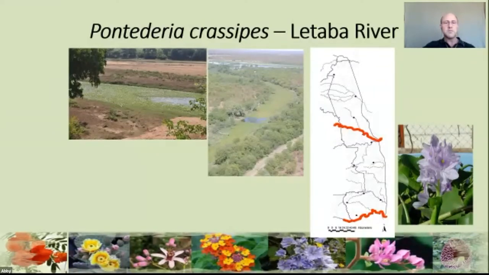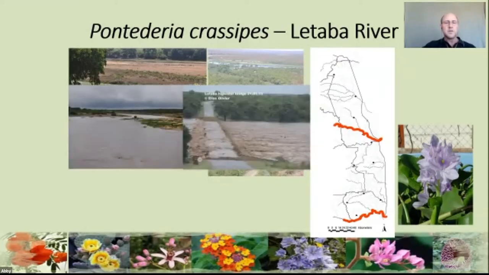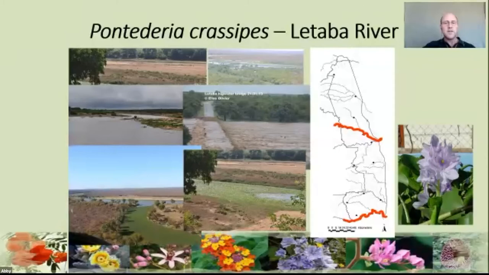Hyacinth is still one of our most challenging species on the Letaba River. It covers these seasonal pools, and the Engelhard Dam near Letaba Rest Camp gets completely closed. We have these annual high flows and occasionally these extreme flood events that do wash the plants away. But then it doesn't take too long and we see the same effects. The plants have recovered and are covering those same areas.